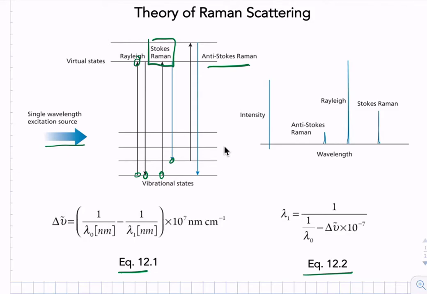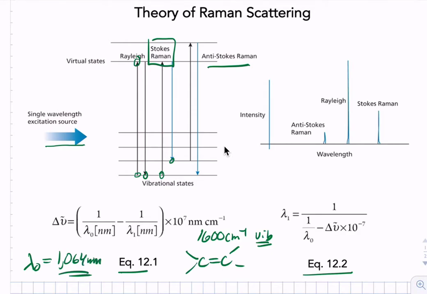So let's take an example. Let's suppose we have a carbon-carbon double bond that has a 1600 wave number vibration. And we have a lambda 0. The laser we're going to use is 1064 nanometers. Let's calculate the wavelength of light we expect to come out from a Raman-Stokes line where the electron comes back down to an excited vibrational level for a double bond vibration.